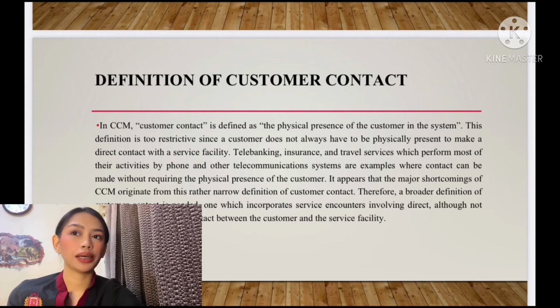So in CCM, customer contact is defined as the physical presence of the customer in the system. That definition is quite narrow and restrictive, especially now that most services are done through phone, through apps, and technically physical presence of the customer is not really required.